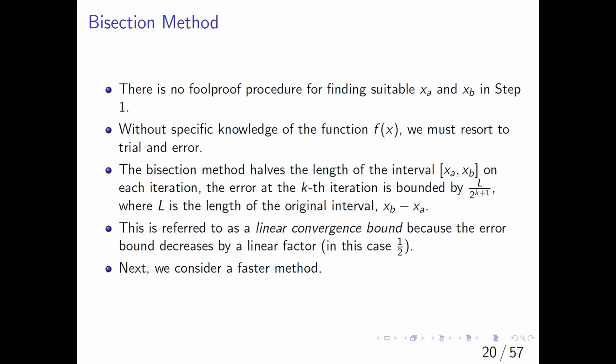So the bisection method has linear convergence. That means each time the error is reduced by half, because every time you check the sign of the values at those 2 points, you reduce the range by half. Each time the error is reduced by a linear factor of one half. So it is a slow method.